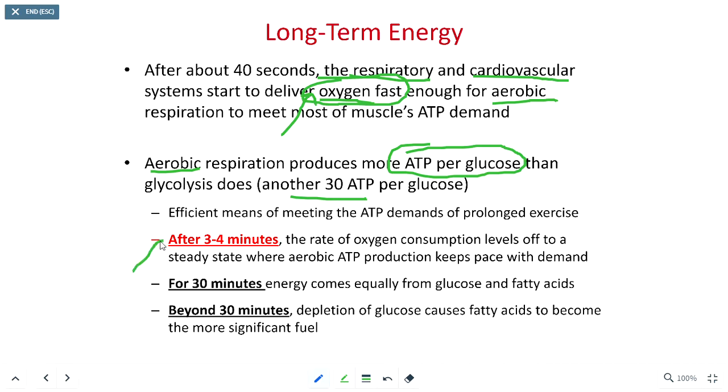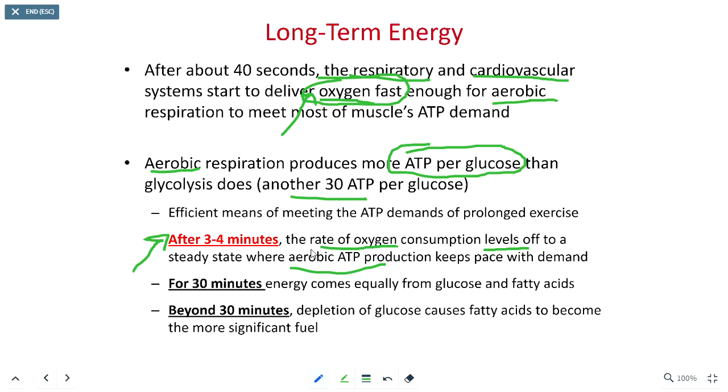So if we look at an average person, in 3 to 4 minutes, oxygen consumption will typically level off and equalize with aerobic ATP production. So when you think of those individuals that can run a marathon in less than 3 hours, they have a very great and a very excellent cardiovascular and respiratory system, and they can deliver oxygen at a very high rate.